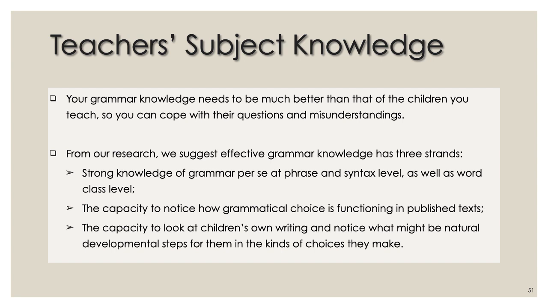The other aspect of grammatical knowledge is that capacity to notice how grammatical choice is functioning, what it's doing in published texts that you see. This might be the books and the texts that you're reading, but also environmental print that you see around you. And then finally, the capacity to look at children's own writing and be able to notice what might be their natural next steps for those writers in terms of the kind of choices that they're making.